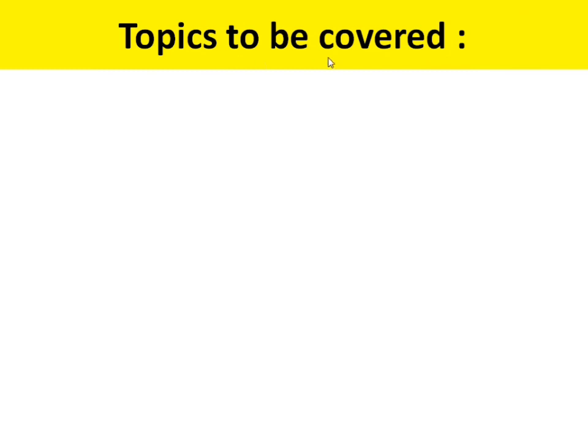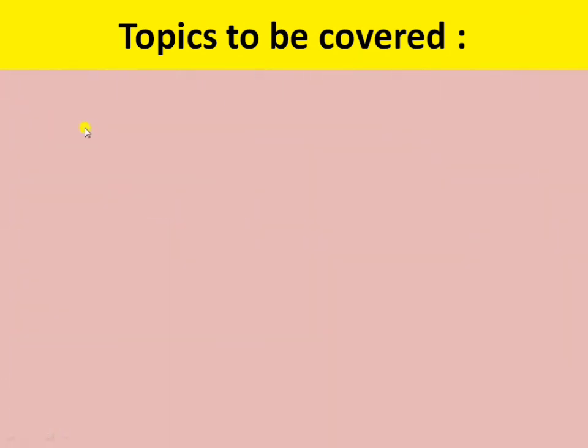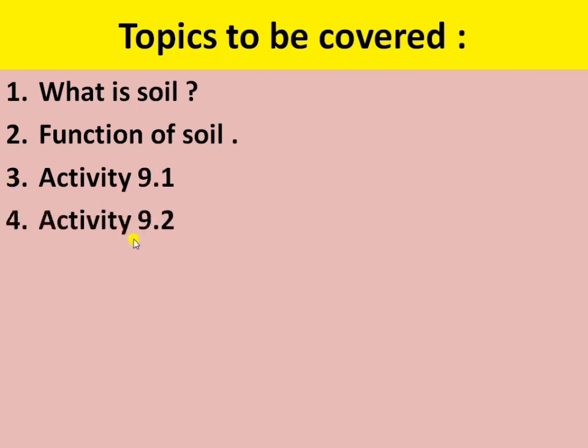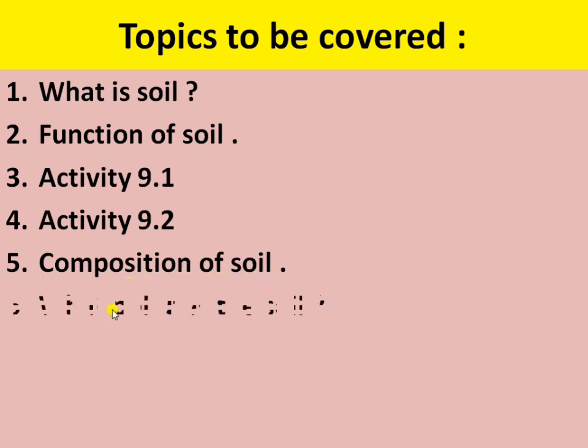There are some topics that are going to be covered here. So these are the topics that we are going to cover in this lecture. First topic is what is soil. Second topic is the function of soil. Third is activity number 9.1 that we are going into in this chapter. Fourth topic is activity 9.2, and the fifth topic is the composition of the soil. What is the composition of soil? At last we have the last topic, that is what pollutes the soil. So let us begin this lecture with the first topic, that is what is soil.